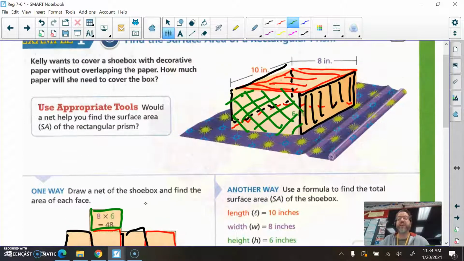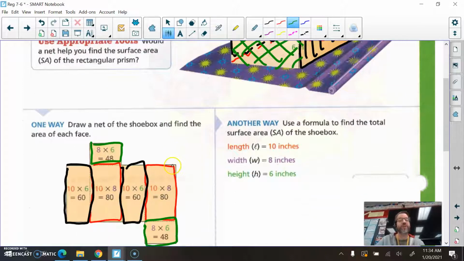So if you find the area of each of these individual rectangles, and then add all of those areas together, it'll give you the total surface area of this box. And then if you're covering it with that decorative paper, that gift wrap, that's how much gift wrap you would need to cover that box.